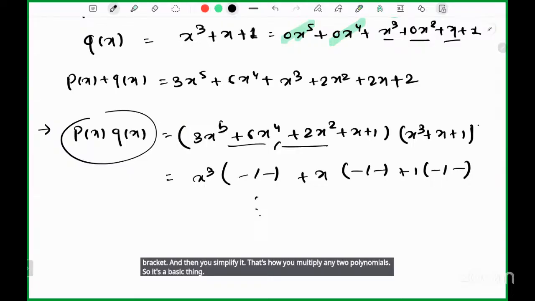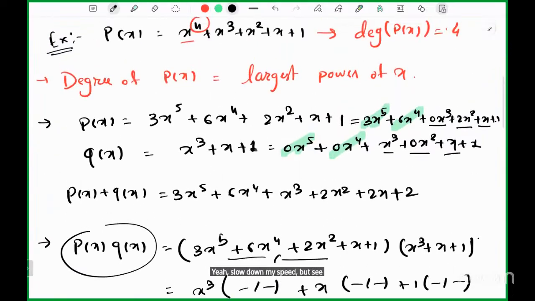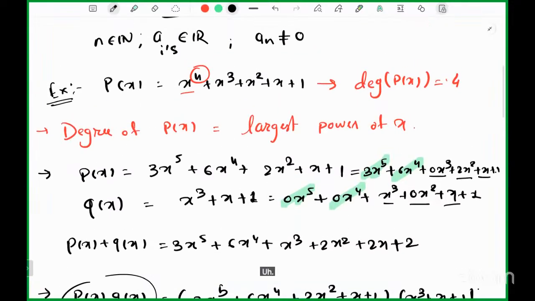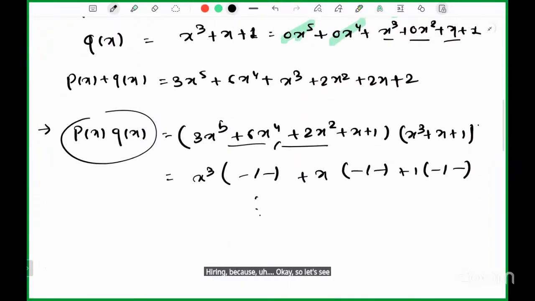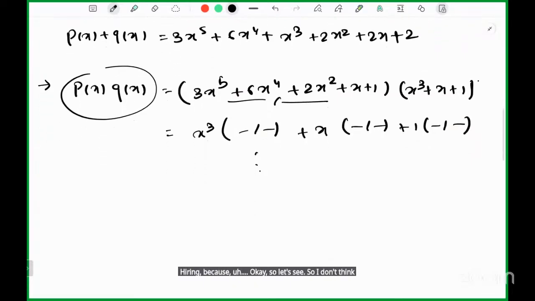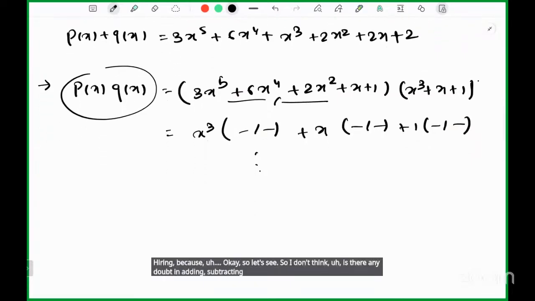Yeah, I'll slow down my speed. But see, these operations are very basic. That's why I'm hurrying because... okay, so let's see.